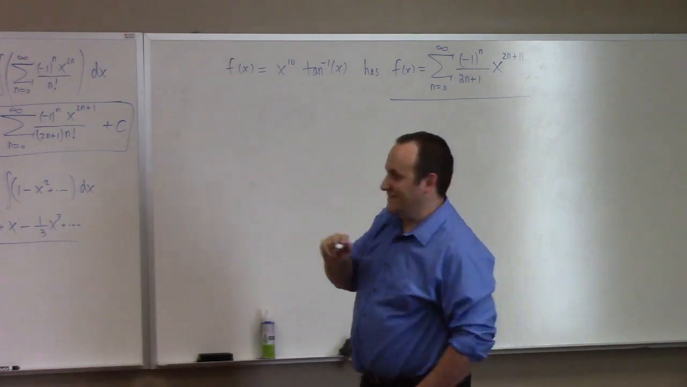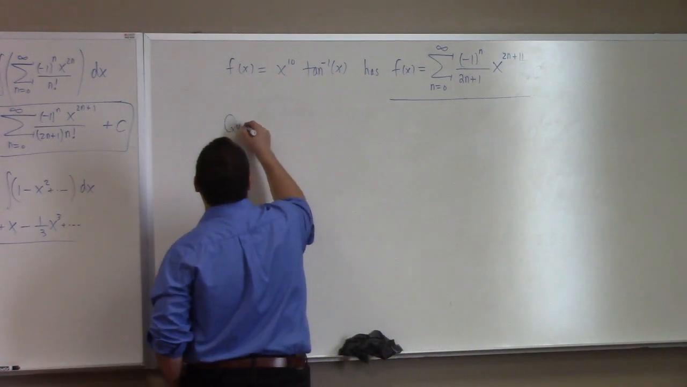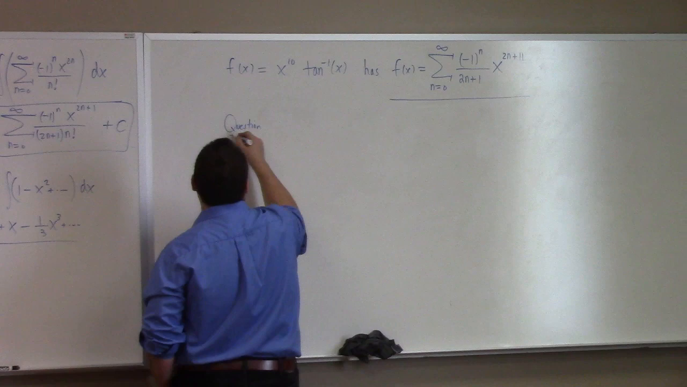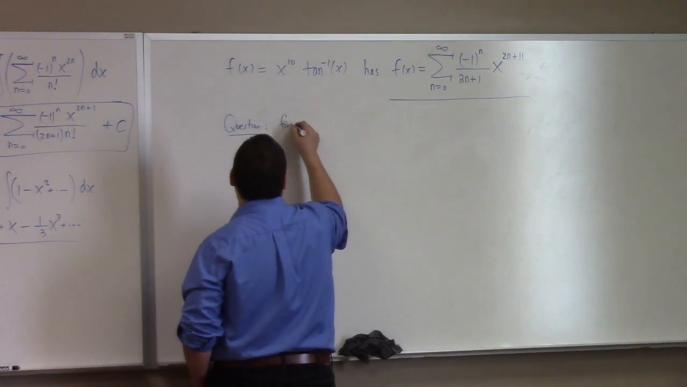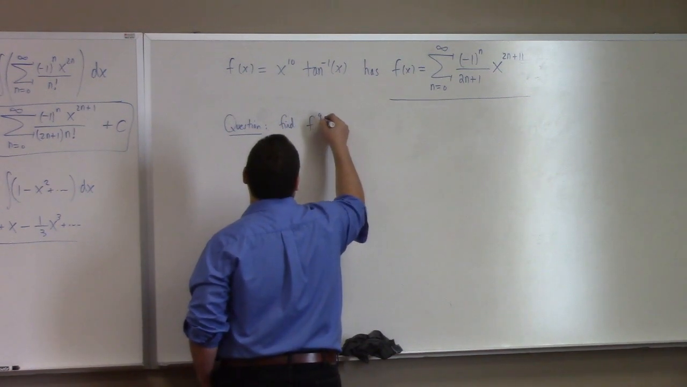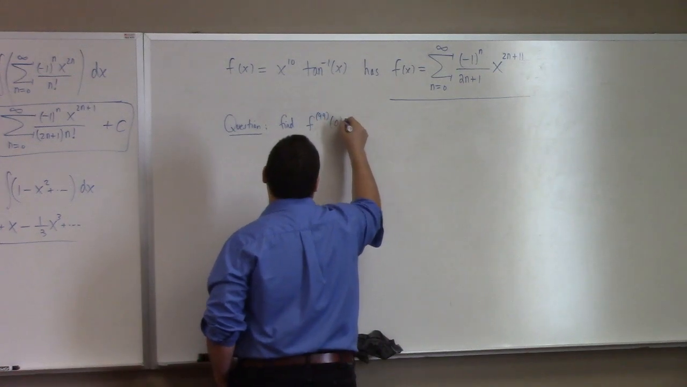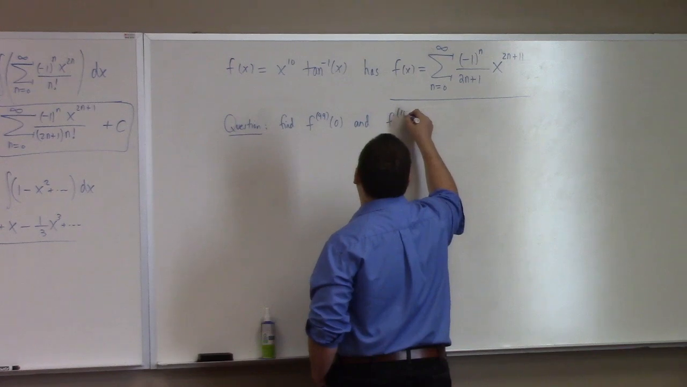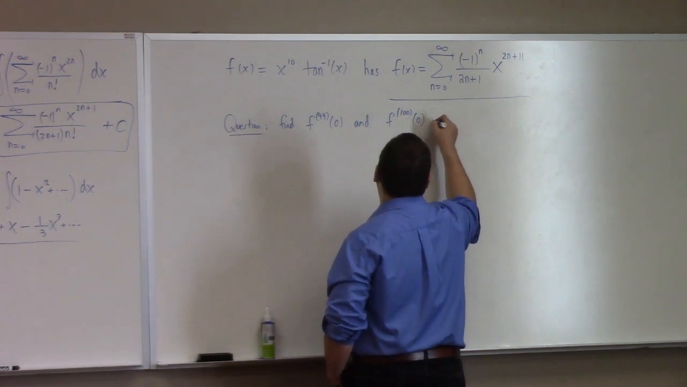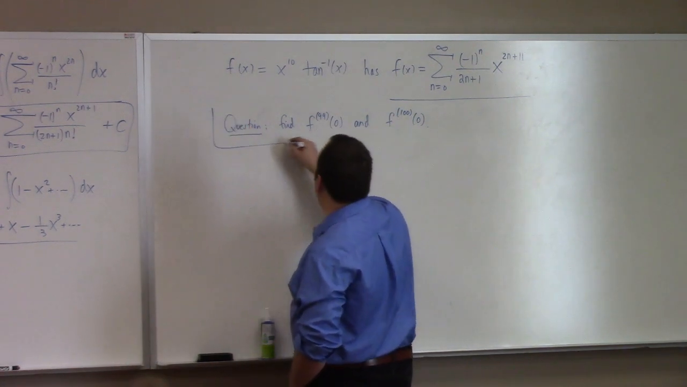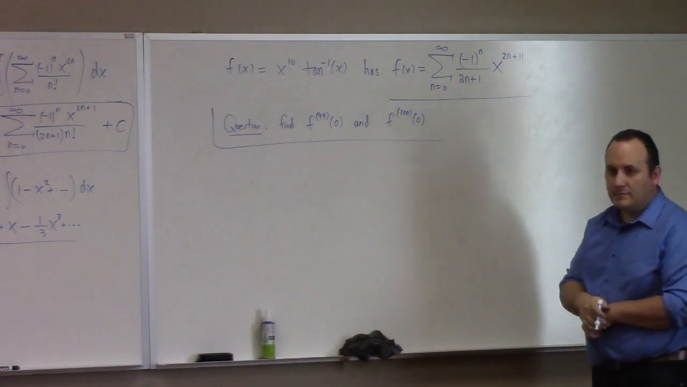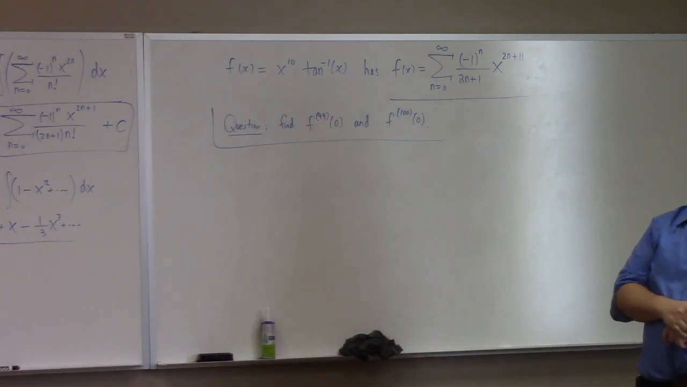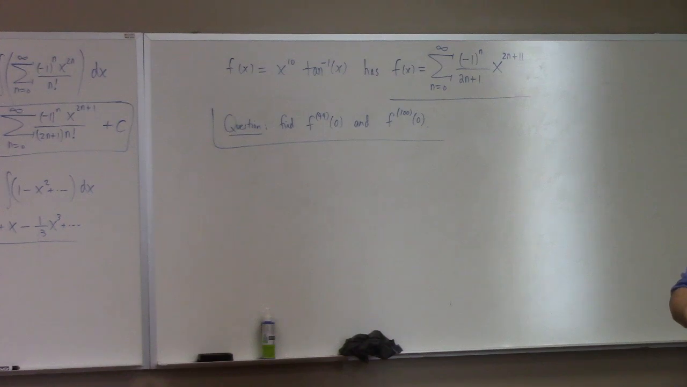So here's the question. Find the 99th derivative of the function at 0, and also find the 100th derivative of the function at 0. How would you do this?